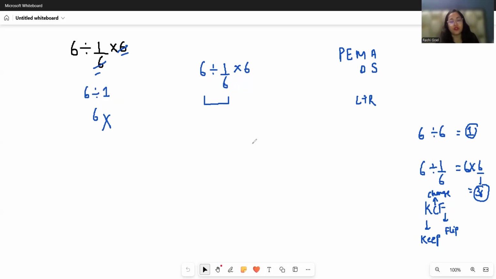So you should know this rule. So let's apply here. 6 multiplied by 1 by 6 times 6. So it becomes 6 times 6 times 6. 6 times 6 is 36, times 6 is 216. So what is the correct answer? 216. I hope it's clear and you find it useful.